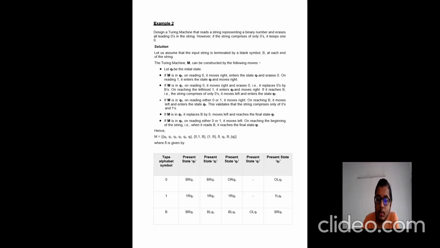For the tape alphabet symbol 1, the present state Q0 is 1RQ2. The present state Q1 is 1RQ2. For the present state Q2, it is 1RQ2. For the present state Q3, it is not given, and the present state Q4 is 1LQ4. For the tape alphabet symbol b, the present state Q0 is bRQ1. The present state Q1 is bLQ3. The present state Q2 is bLQ4. Present state Q3 is 0LQf, and the present state Q4 is bRQf.